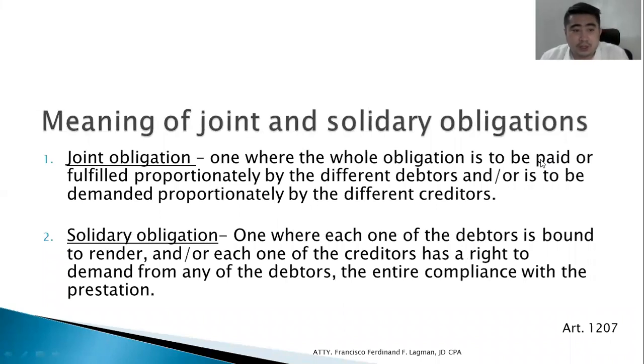So let's go to the definition of joint obligations and solidary obligations. A joint obligation is one where the whole obligation is to be paid or fulfilled proportionately. The key word here is proportionately, by the different debtors and/or is to be demanded proportionately by the different creditors. So we equate a joint obligation with a proportion. It is fulfilled proportionately depending on how many debtors and how many joint creditors there are.